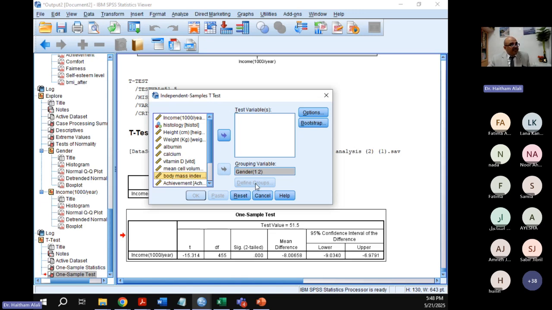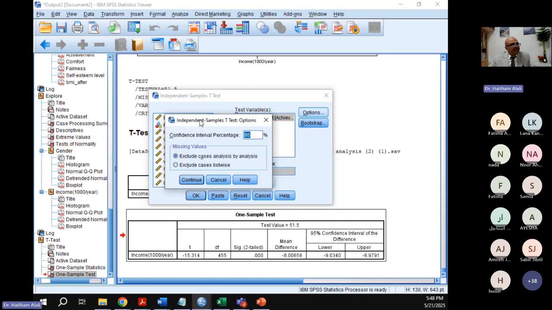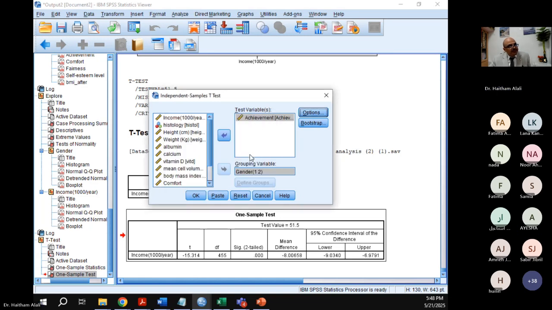So, for example, the gender and the achievement, and move it here. Achievement of the students, for example, or faculty, whatever. Gender and the achievement. Options, no need to change anything. The confidence interval is 95%, and we already identified the groups. Then click on OK.